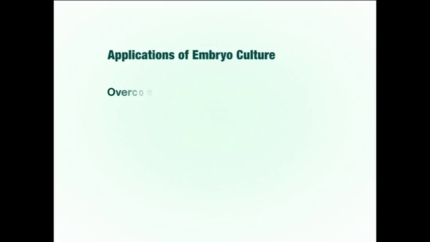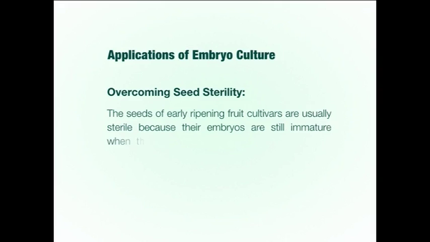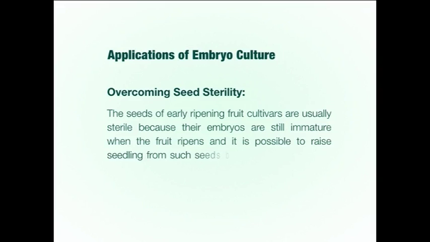The third application is in overcoming seed sterility. The seeds of early ripening fruit cultivars are usually sterile because their embryos are still immature when the fruit ripens, and it is possible to raise seedlings from such seeds by using embryo culture method.